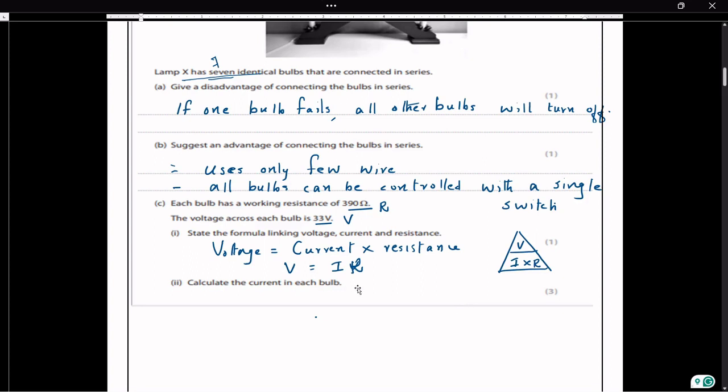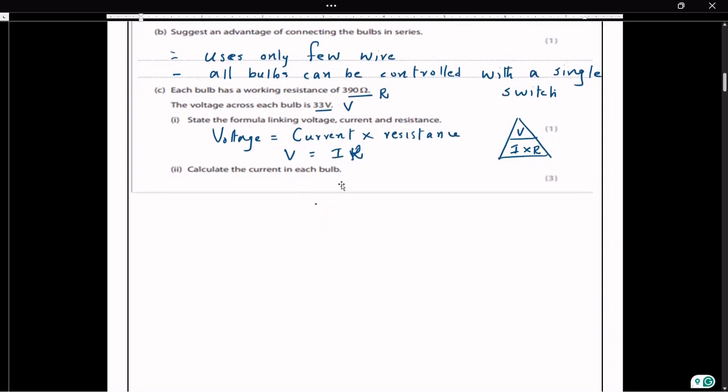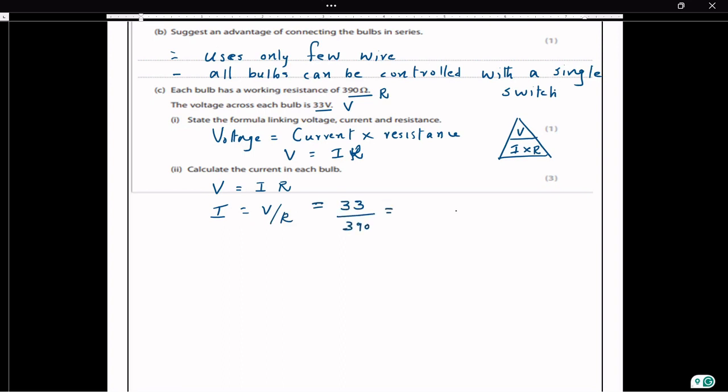Now the next part of the question is to calculate the current in each bulb. According to Ohm's law, V is the product of I and R, and we can keep I as the subject. It is V over R. The voltage is 33 and the resistance is 390. Please make use of your calculator to get the answer. It gives an answer of 0.085 amps.